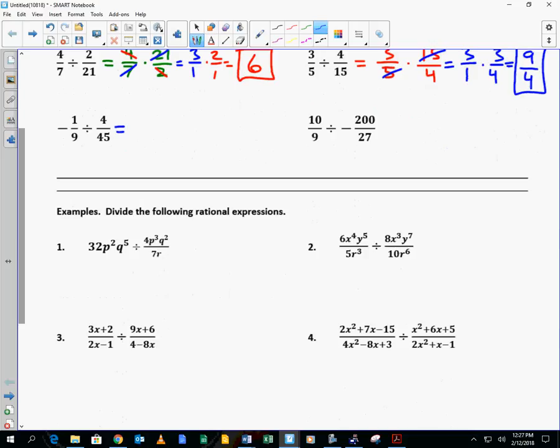Nothing changes if we have a negative. I always put the negative with the top. -1/9 times 45/4. And you can see that 45/9 reduces to 5/1. Times -1/4 is -5/4.